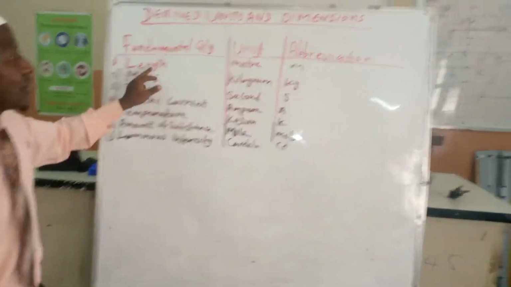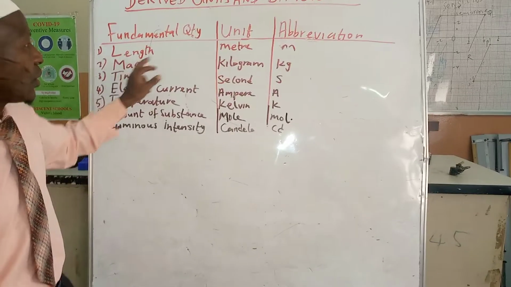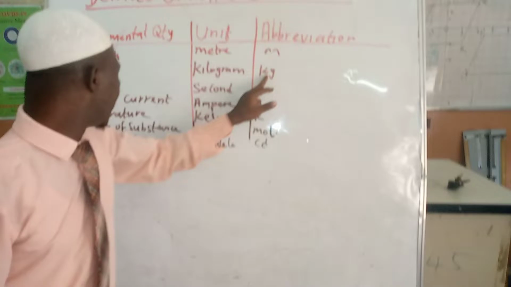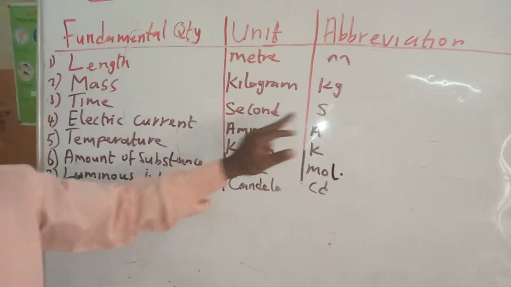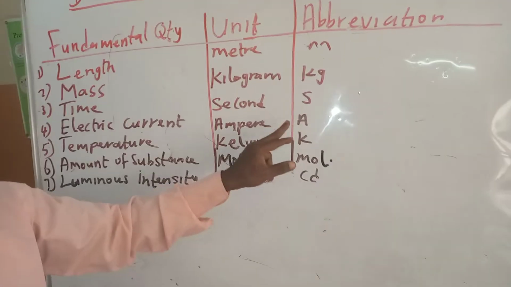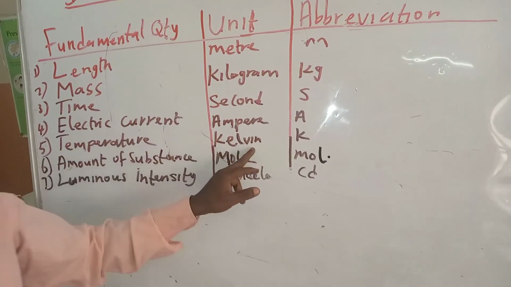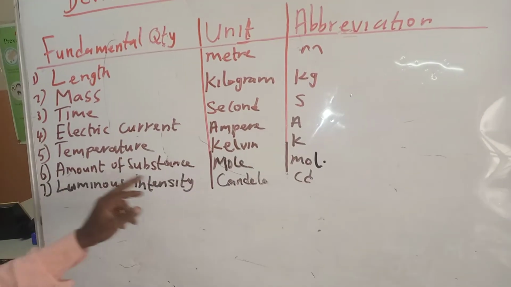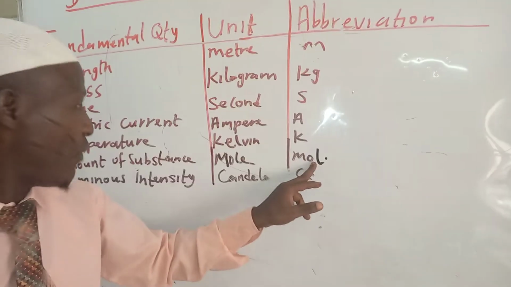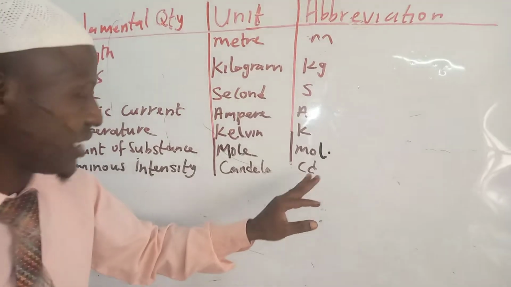Now let's quickly go through the fundamental quantities and their units. Length is measured in meter, abbreviated M. Mass is measured in kilogram, which is kg. We have time in seconds, S. Electric current is measured in ampere, abbreviated A. Temperature in Kelvin, which is K. The amount of substance in mole, which is MOL. We have luminous intensity in candela, which is CD.